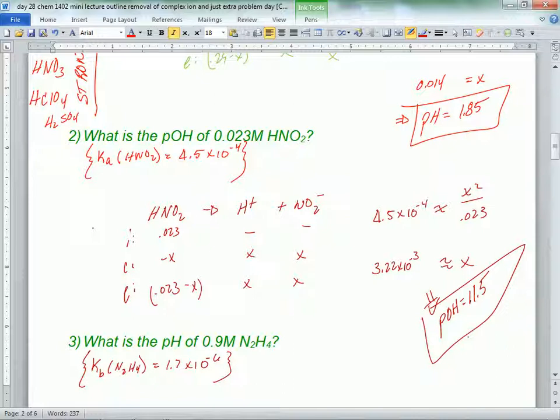So for number 3, I looked up hydrazine, N2H4, in the table. I found it in the Kb table, so I wrote down that it's Kb. They want to know what is the pH of 0.9 molar hydrazine. You have to write a Kb reaction because that compound is a base, and the only way you know that is by finding it in the Kb table.